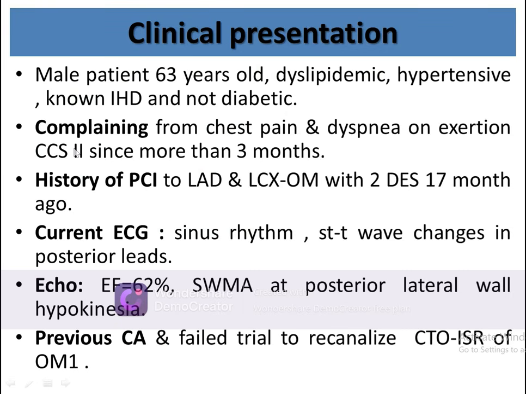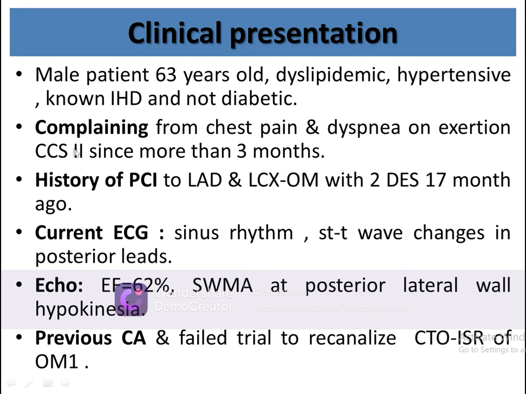Clinical presentation. This male patient, 63 years old, dyslipidemic, hypertensive, known to have ischemic heart disease, and non-diabetic. He is complaining of chest pain and dyspnea on exertion, Canadian Cardiovascular Society Class 2, for more than 3 months. He had a history of PCI to LAD and LCX-OM within about 17 months, and he had 2 drug-eluting stents, one in the LAD and one in the LCX-OM.